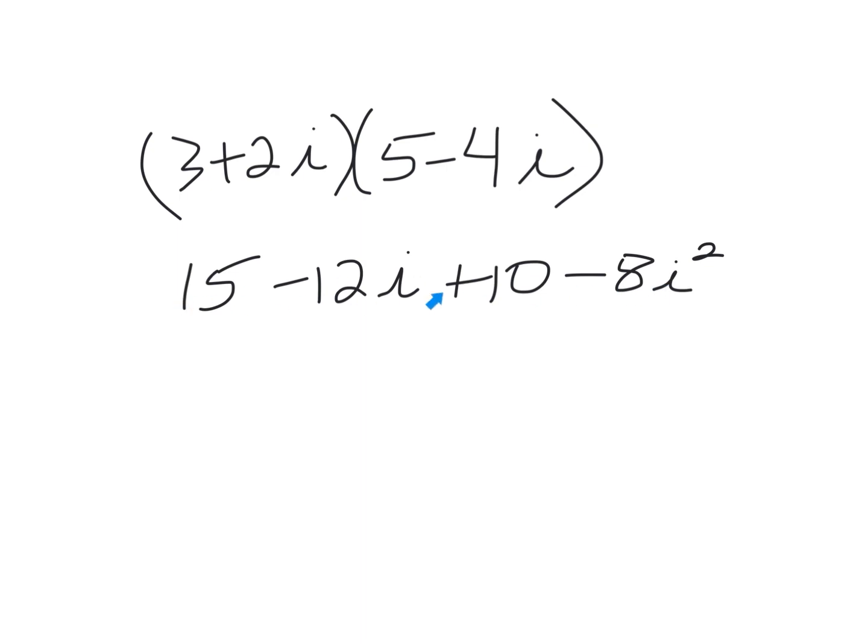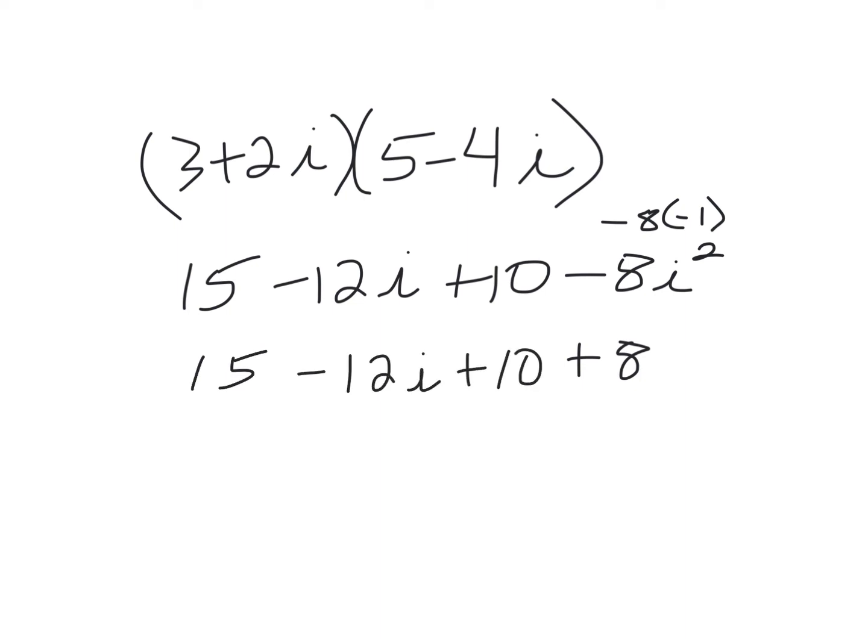Now we just need to combine what we can. We also need to evaluate this, negative 8 times i squared. Well, we know that i squared is negative 1. So really, this term is going to become plus 8, because this would be made up of negative 8 times negative 1, which is a plus 8. So really what we have is 15 minus 12i plus 10i plus 8.